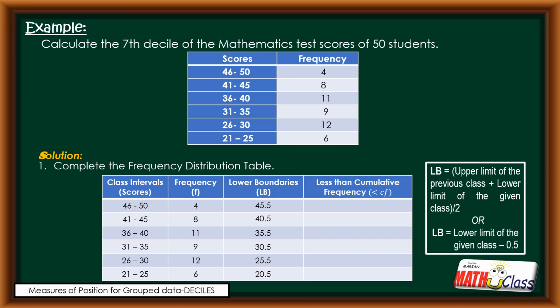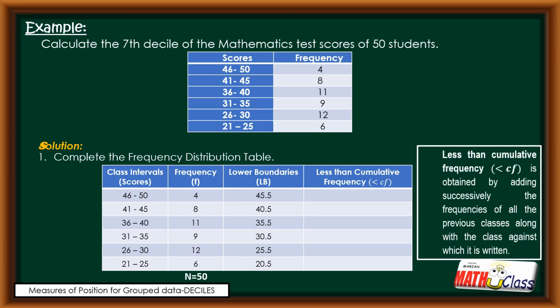Next is the less than cumulative frequency, which is obtained by adding successively the frequencies of all the previous classes along with the class against which it is written. In this type, the cumulation begins from the lowest to the highest size. So we will start from the bottom.